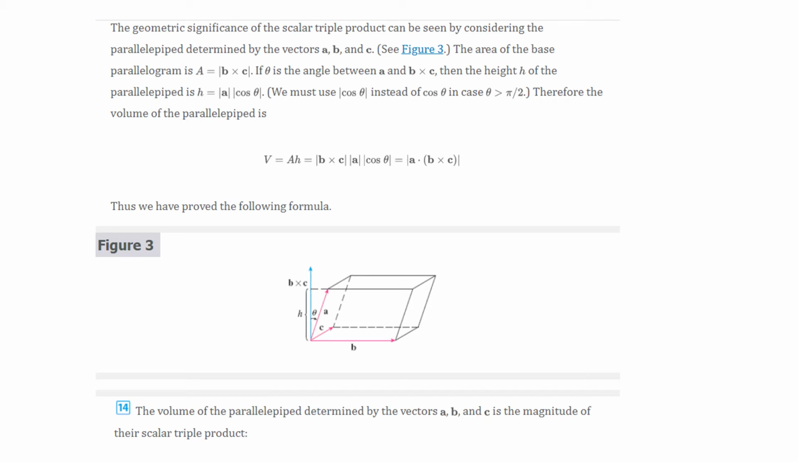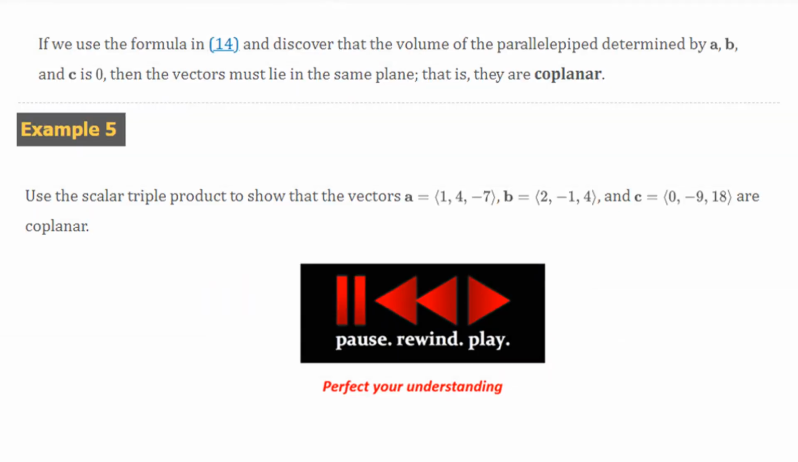So the volume of the parallelepiped determined by vectors A, B, and C is the magnitude of their scalar triple product, and that means it's the absolute value of their scalar triple product. And if we use that formula and find out that the volume of a parallelepiped determined by A, B, and C is 0, then the vectors must lie in the same plane because there's no height, so they are coplanar.